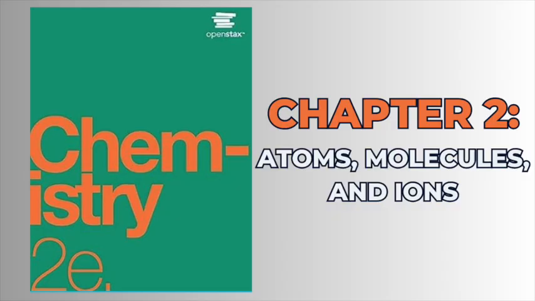For example, a neutral sodium atom, Z equals 11, has 11 electrons. If this atom loses one electron, it will become a cation with a 1+ charge: 11 minus 10 equals 1+. A neutral oxygen atom, Z equals 8, has 8 electrons, and if it gains 2 electrons, it will become an anion with a 2- charge: 8 minus 10 equals 2-.